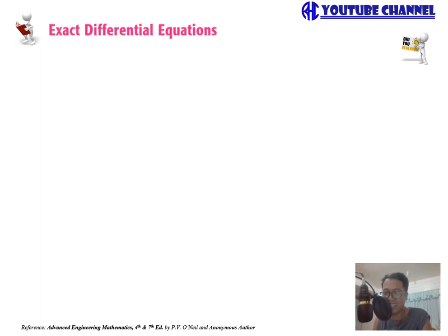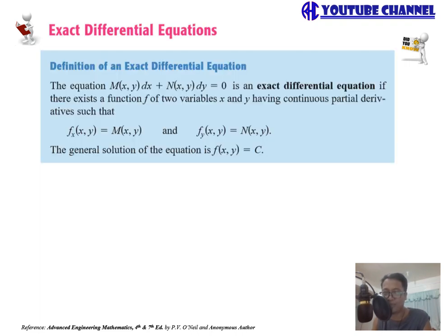Okay, so exact differential equation. The definition of an exact differential equation is this: the equation of function M of x and y times dx plus the function N of x and y times dy equals 0 is an exact differential equation if there exists a function f of two variables x and y having continuous partial derivatives such that this.